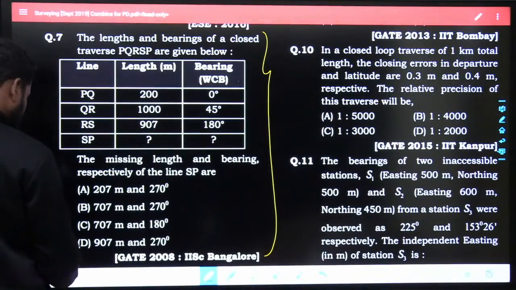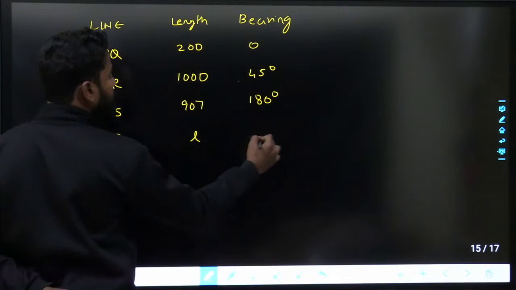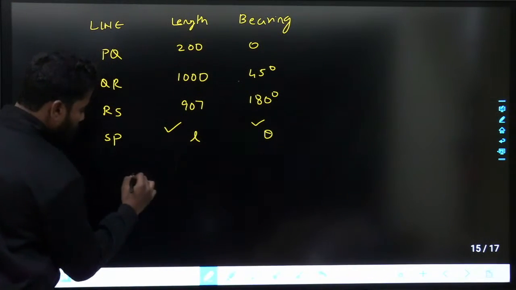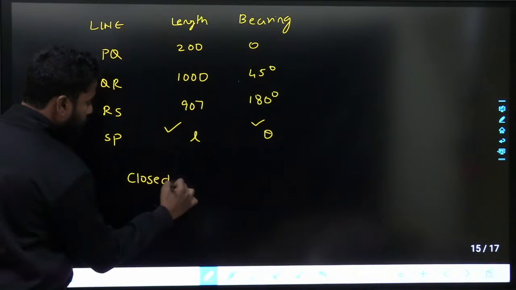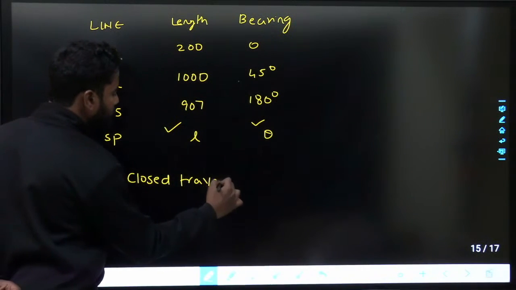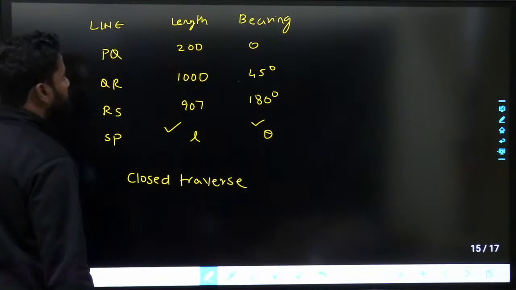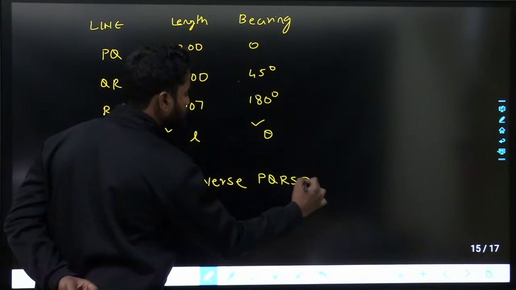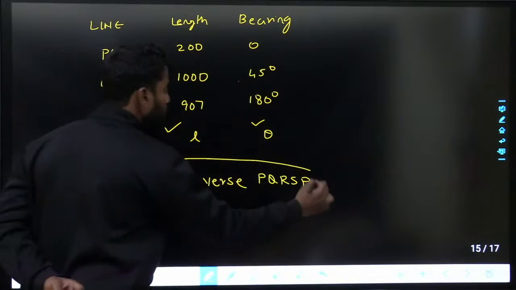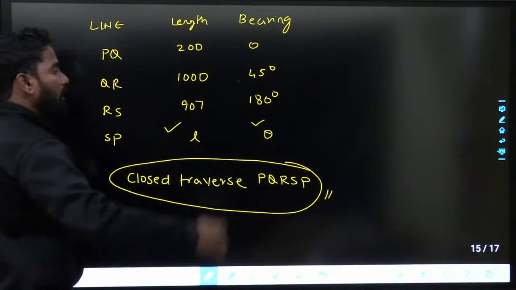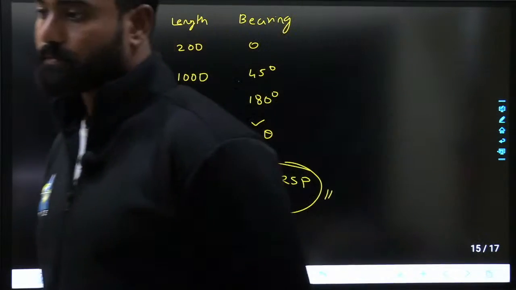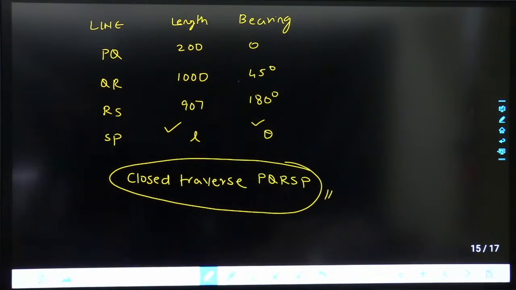SP, let us say this is L, this is theta. He is asking to find out L and theta for a closed traverse PQRSP. Please solve the question.